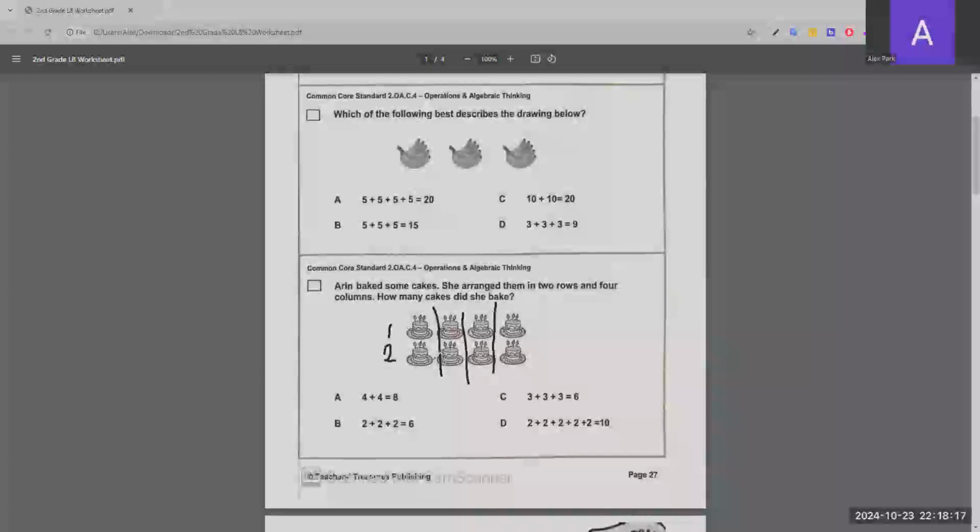So let's count how many cakes are in each row. 1, 2, 3, 4. Okay, so if there's four cakes in each row and there's 2 rows, that will mean we need to add 4 2 times. So 4 plus 4 equals 8.